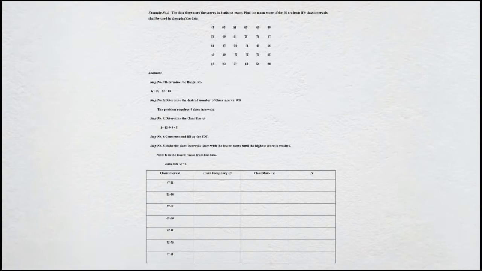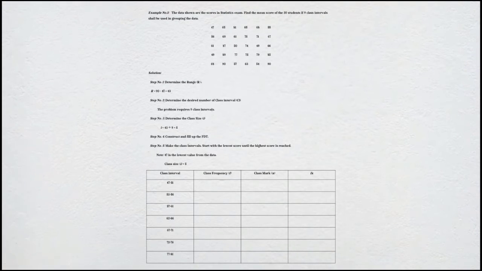So solution. For the solution, we have step number 1. First we have to determine the range. To determine the range, just subtract the highest score to the lowest score. So we have 90 minus 47 is equal to 43, so the range is 43.